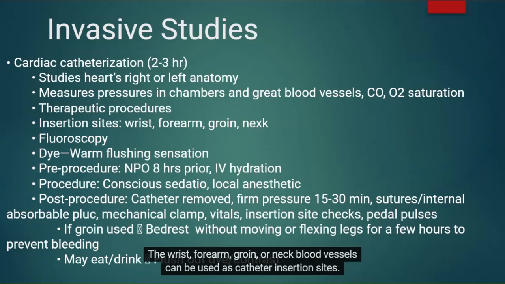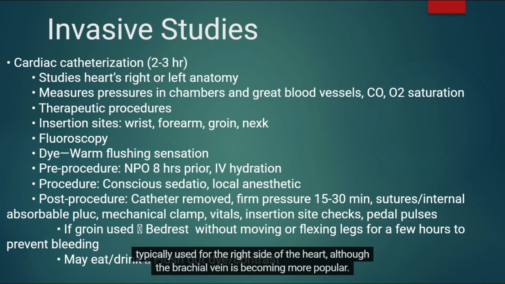The wrist, forearm, groin, or neck blood vessels can be used as catheter insertion sites. The radial artery is growing in use to access the left side of the heart, while the femoral vein is typically used for the right side of the heart, although the brachial vein is becoming more popular. The arm bleeds less and has fewer complications and mobility restrictions than the groin.